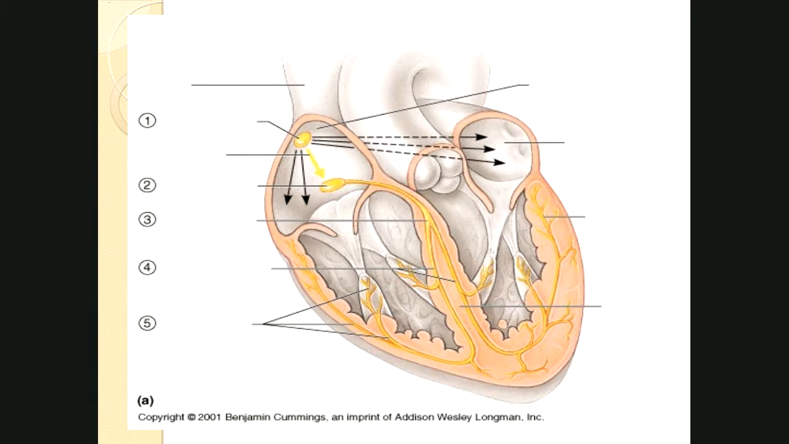So look, this is the fastest part of the heart. And because it's the fastest, it sets the pace for the heart. In other words, it sets how fast the heart is going to beat. And because it sets the pace, it's called the pacemaker. So this SA node is the natural pacemaker of the heart.